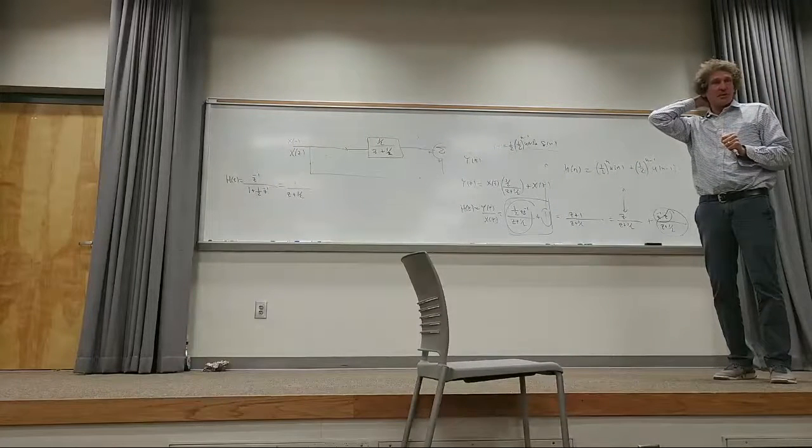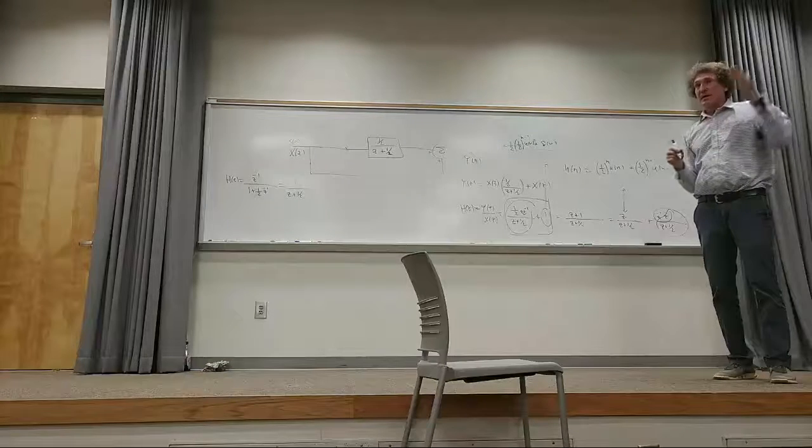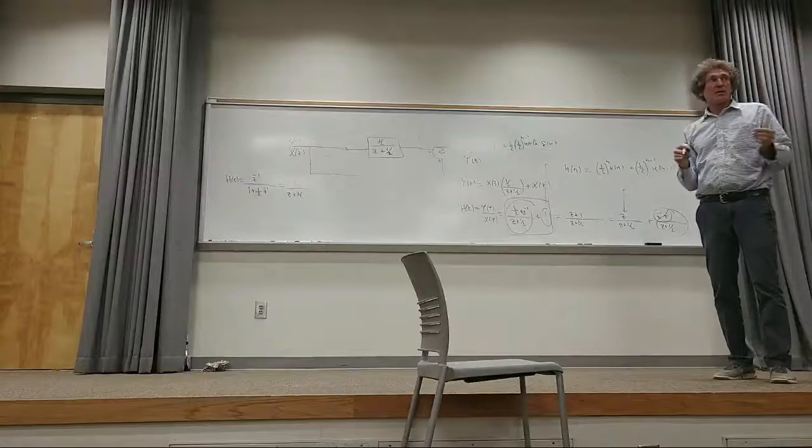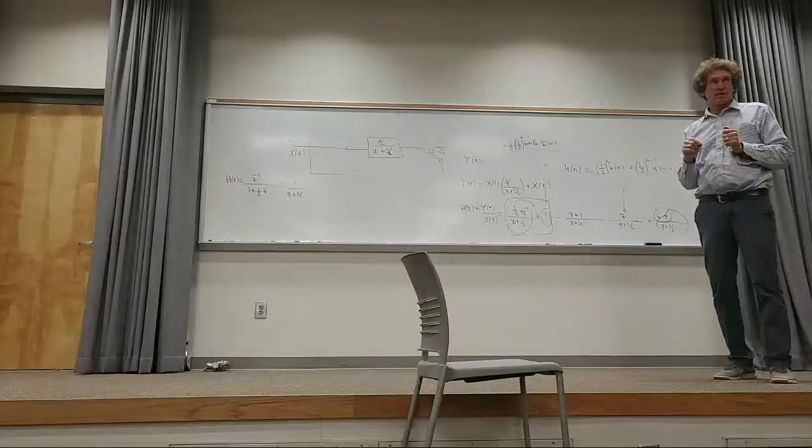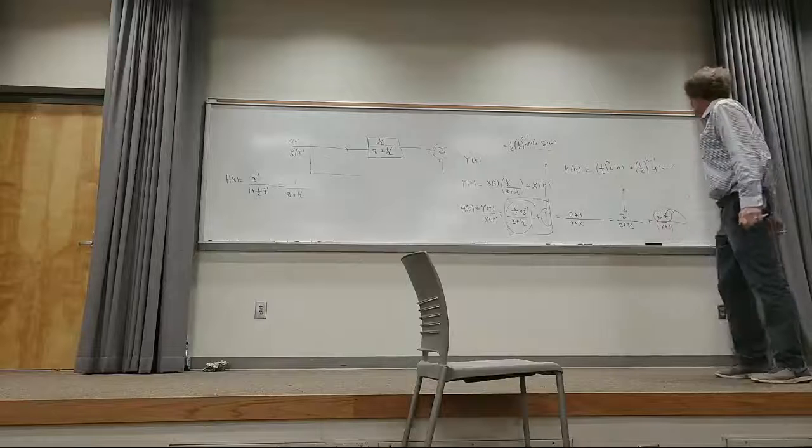Everybody understand what I did here and why I did it? Remember how to do negative feedback, series, and parallel combinations of transfer functions, okay? That's what I did. Now I asked you to look at a windowing problem.